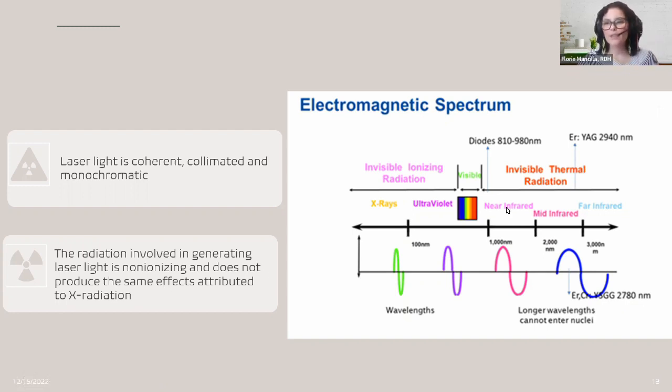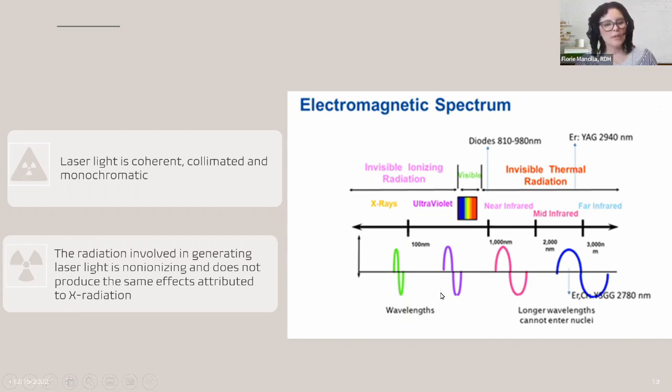For our diodes, the energy that's coming out of the diode is going to be measured in a wavelength. That's what a wavelength is: the distance from one crest to another. And here we have different types of wavelengths. Our diodes are here within the 810 to 980 nanometer range. I did list here our erbium chromium YSGG laser. That is our all tissue laser. The lasers that we will predominantly be talking about today have to do with diodes, or soft tissue lasers.